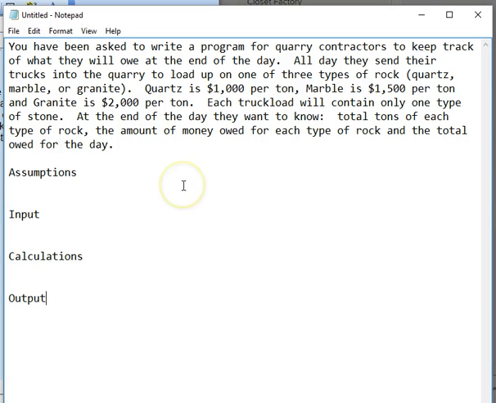We have a problem here. It's called a quarry problem. And in this one, it's used by a contractor to keep track of his costs. He sends trucks into the quarry to pick up quartz, marble, or granite, and does it all day long.